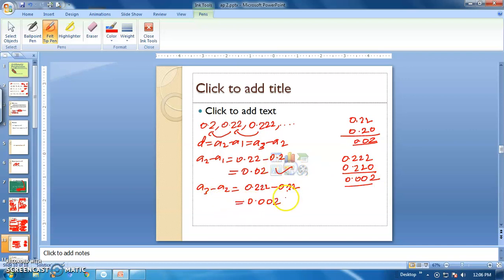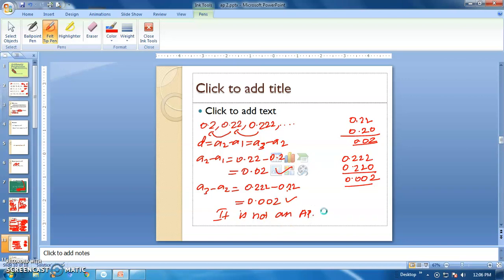So look at the differences. Are they the same? No, they are different. So they are different, meaning it is not an AP. So the second one is not an AP. Okay, no need to find the common difference and other things.